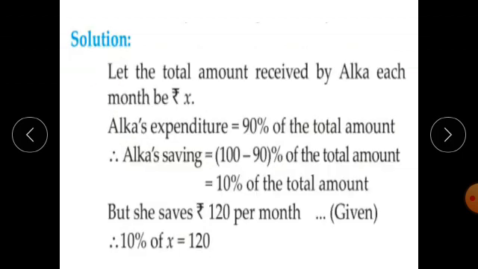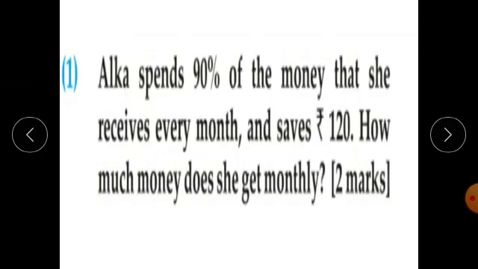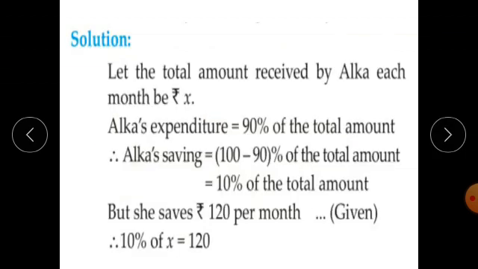So, solution. Let the total amount received by Alka each month be rupees x. Alka's expenditure is equal to 90% of the total amount. Here it is given Alka spends 90% of the money that she receives every month. So Alka's expenditure is equal to 90% of the total amount.